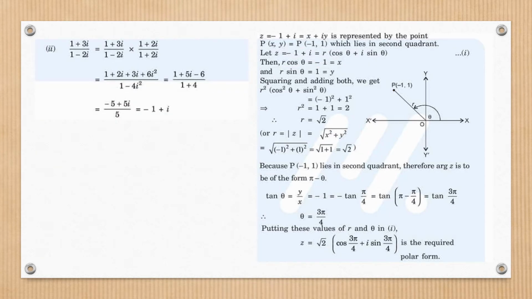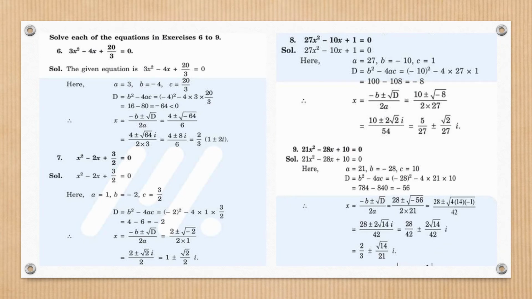Second question is (1 plus 3 iota) upon (1 minus 2 iota). This can be fixed by first rationalizing, multiplying and dividing by 1 plus 2 iota. So I'll get the same complex number as in the previous question, and in the same way I can convert it to polar form.